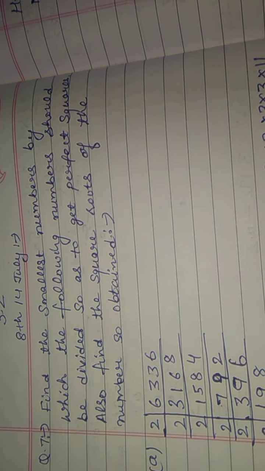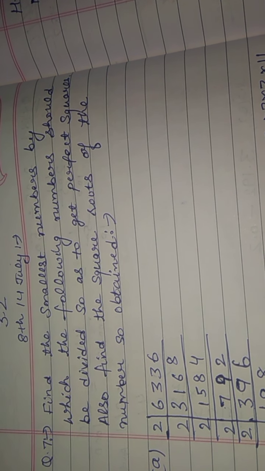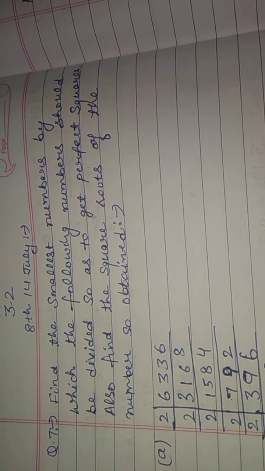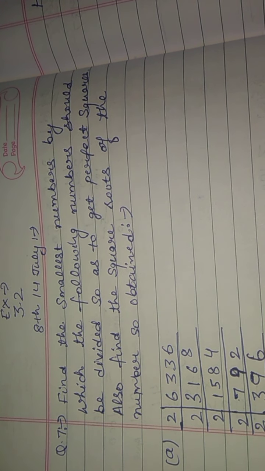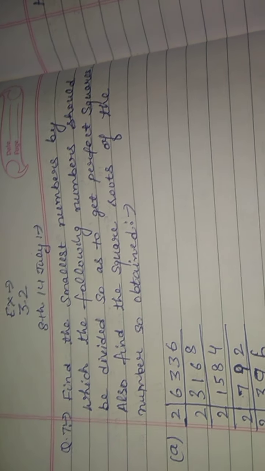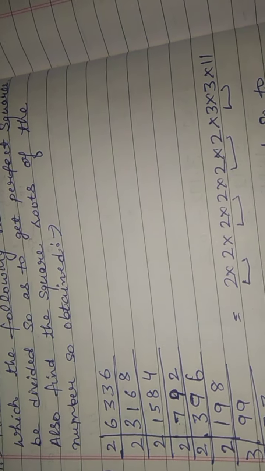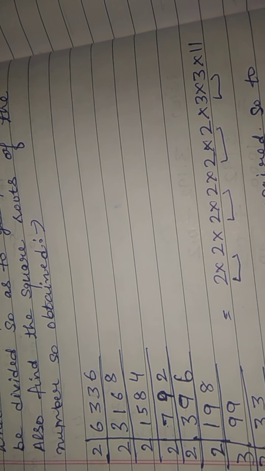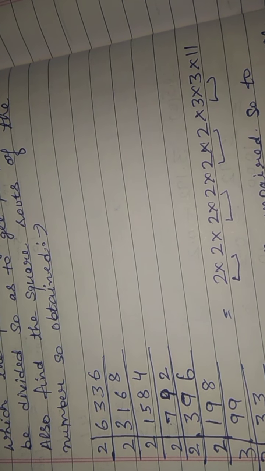In the question, we have to find the smallest number by which the following number should be divided so as to get a perfect square. Also find the square root of the number so obtained. So the question is 6336. Firstly, we have to find the factors of this number.